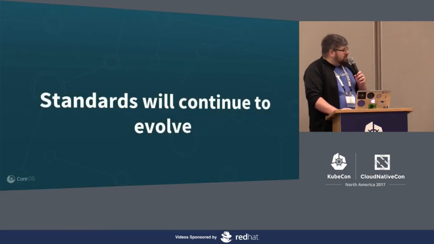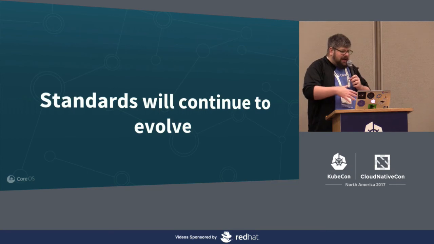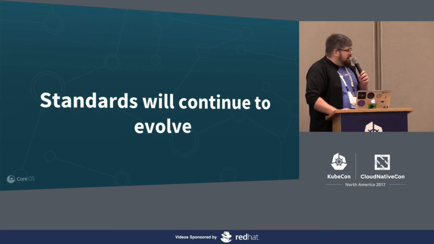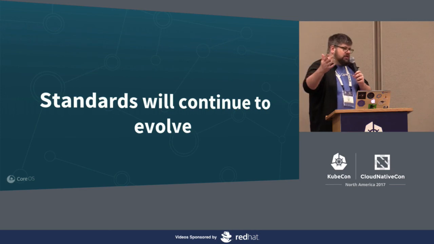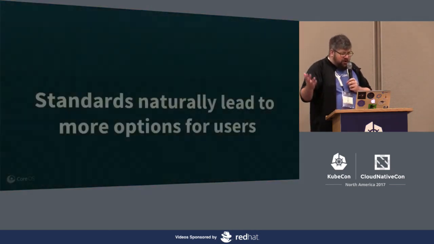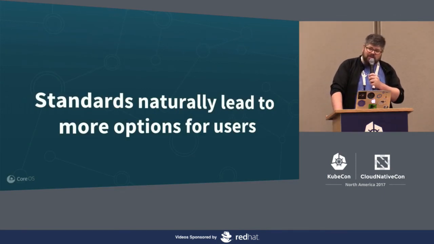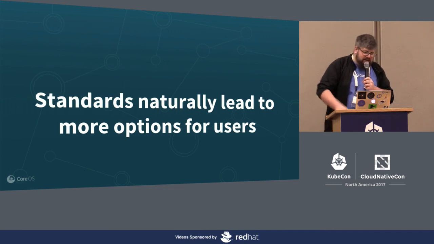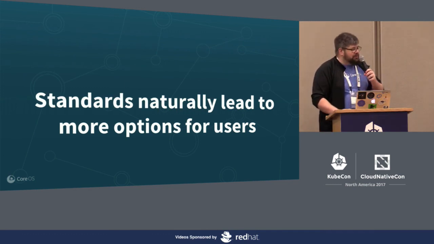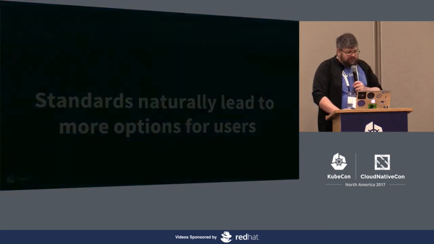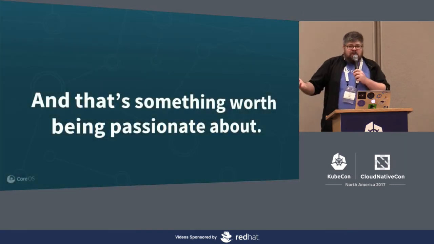So, sort of wrapping this up, standards allow this whole ecosystem to grow and thrive, and as that ecosystem grows, the standards will need to evolve to meet the ecosystem's needs. That's all the better for us because we get more options as users. That's sort of the dream when you're making a standard, is to provide accessibility and optionality for the people who are using your software. And that's something worth being passionate about.